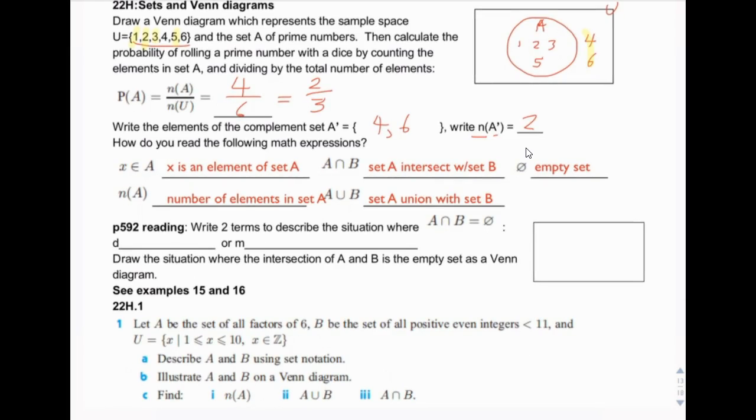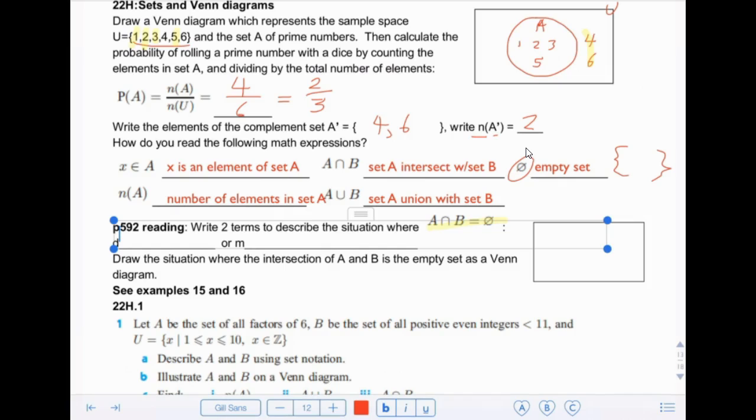Write two terms to describe the situation where A intersect B is equal to the empty set. Empty set is a set with nothing inside, sometimes drawn like that, sometimes written like that. Let's see, write two terms to describe the sets where the intersection is the empty set, or nothing. So that would be disjoint sets, non-overlapping sets, or mutually exclusive sets. Okay? So those are two ways to describe it.